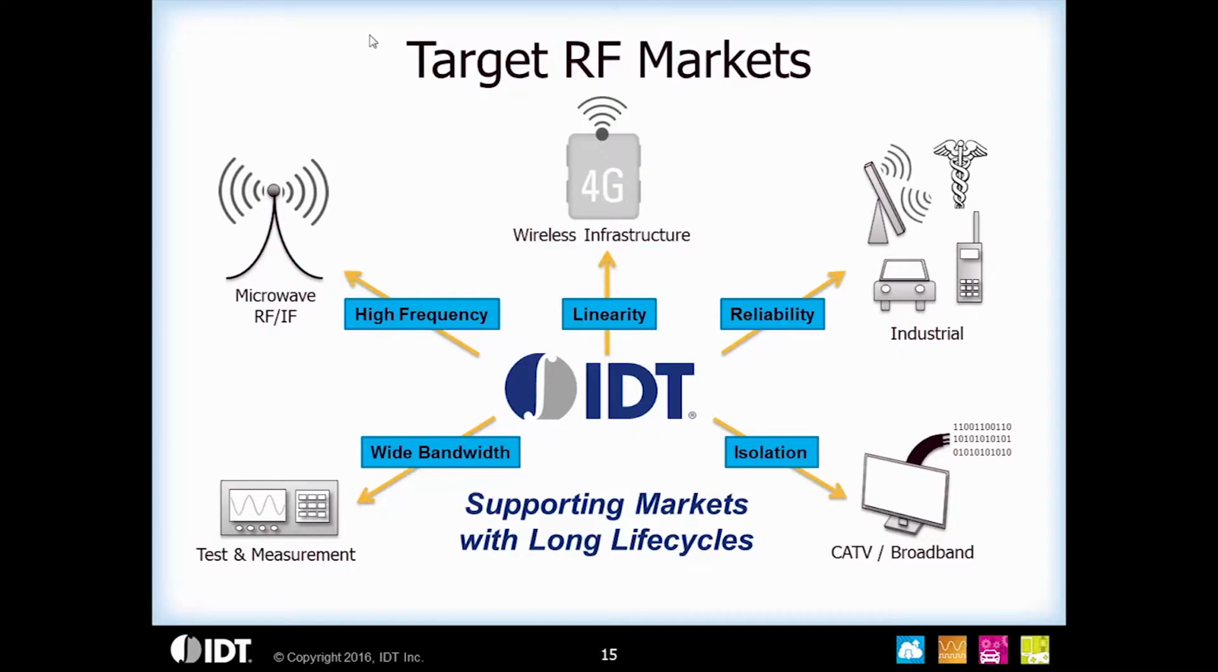With our unique innovations, we have products with high linearity and high reliability. We have switches which have isolation over 74 dB. We have wide bandwidth products, and we have products that go up to 9 gigahertz. And these products are good for the wireless infrastructure market segment, industrial market segment, CATV broadband market segment, test and measurement, and microwave and RF market segments.